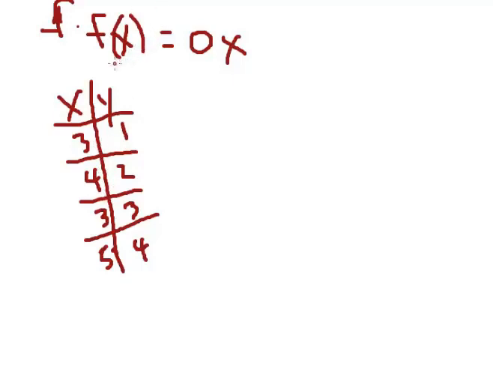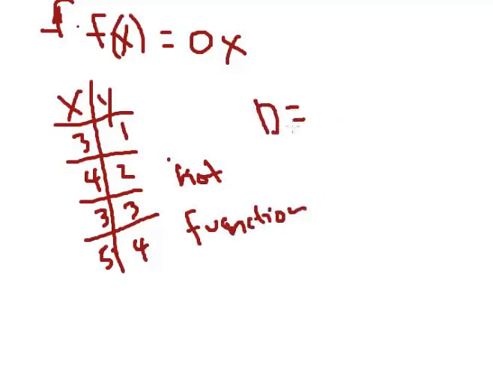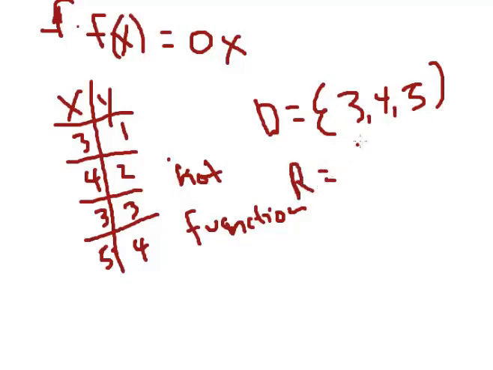There's no way to write this equation where f of x equals something x that's going to lead to this kind of a relationship. So this would not be a function. You still have a domain and range. What's the domain? Well, the domain is 3, 4, and 5. And you have a range, which is 1, 2, 3, and 4.